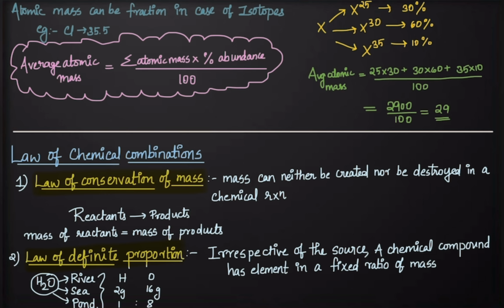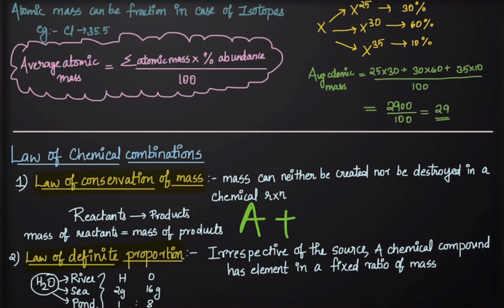Mass can neither be created nor be destroyed. That is, mass can neither be created nor be destroyed in a chemical reaction. In a chemical reaction, the mass is always conserved. That is, if reactants are converted into products, the mass of reactants will always be equal to the mass of products.